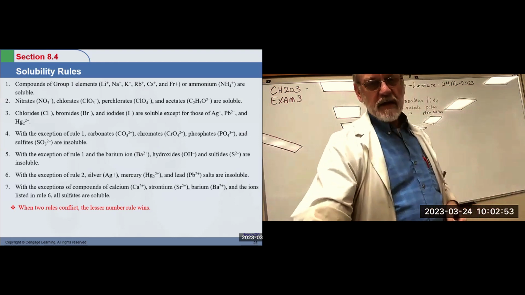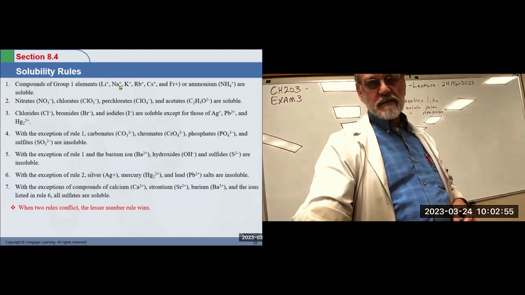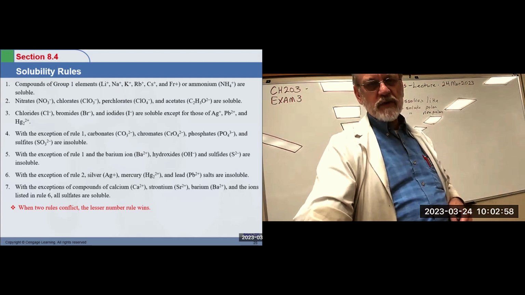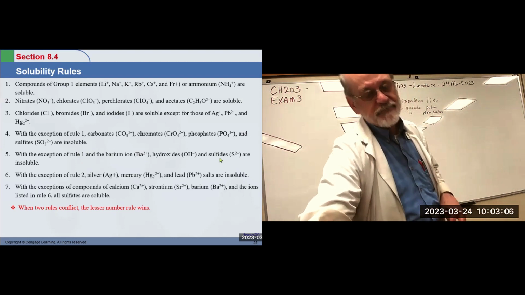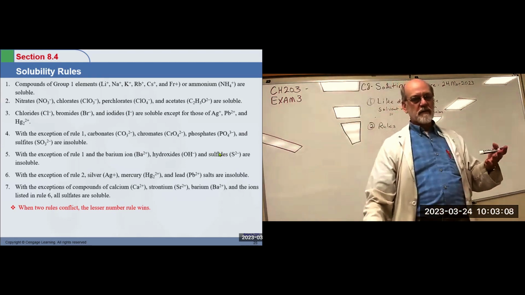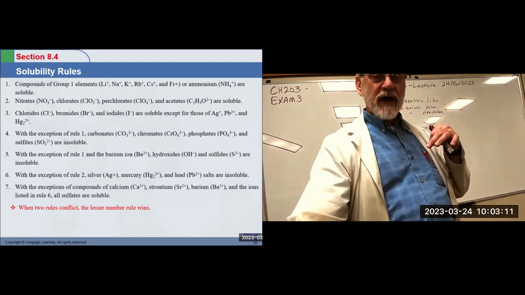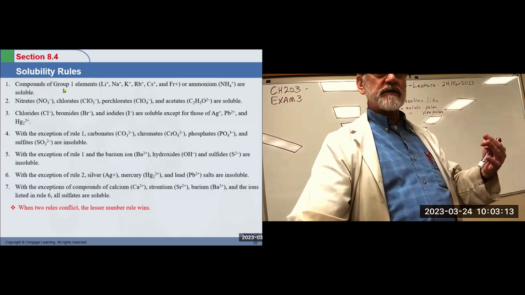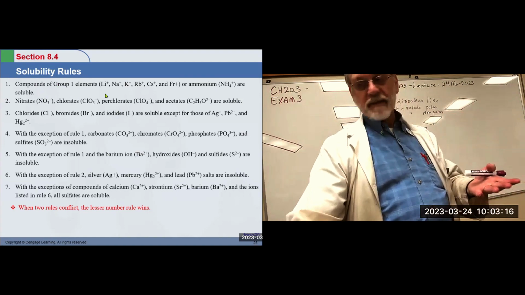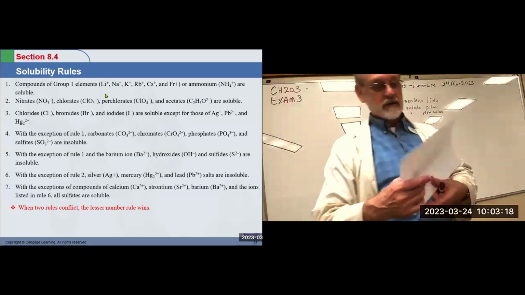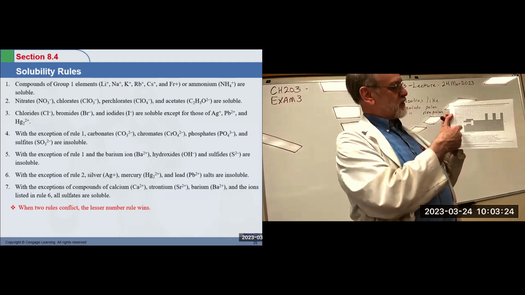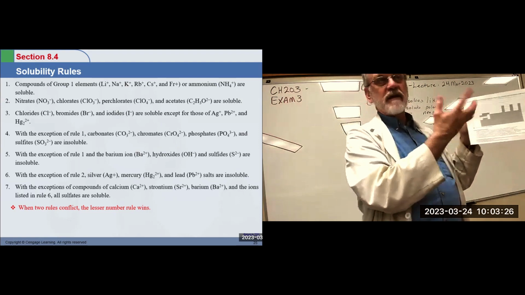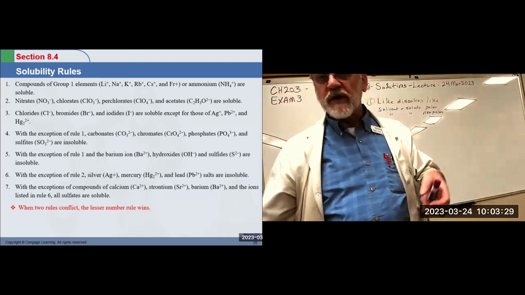So for instance, if you have a compound with sodium and you also have a compound with, let's say, something that says it's insoluble, sulfides, right here. Sulfides are insoluble. But if it's a sodium sulfide, rule number 1 takes precedence. Sodium sulfide is soluble, right? And you can see that from the chart. You follow across here and find sodium. Actually, all sodium salts are soluble, right? You follow that sodium all the way down, they're all clear. Every sodium salt is soluble.